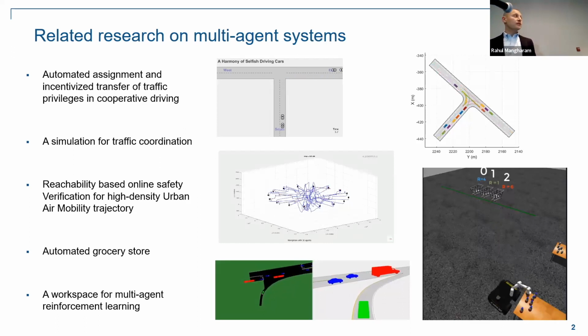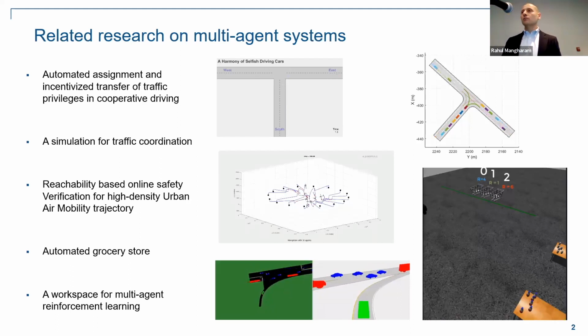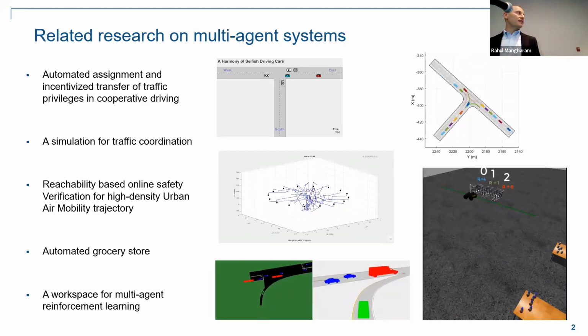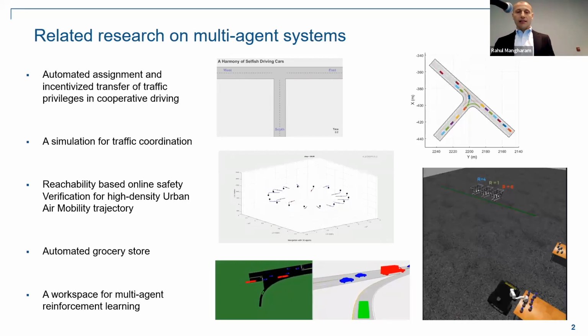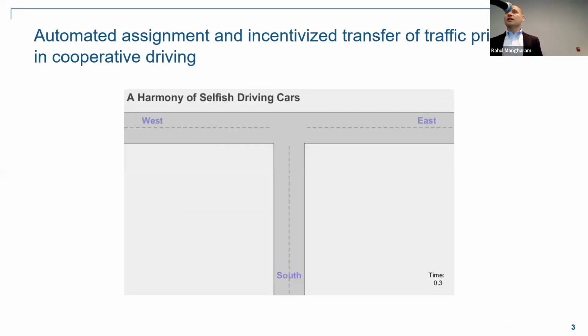And in the last few years, with the help of some very bright students or interns, we worked on some projects related to multi-agent systems. I would love to talk about all of them, but unfortunately, given the limited time, I will focus on one, which I think is the most aligned with this workshop topic. This is going to be about automated assignment and incentivized transfer of traffic privileges in cooperative driving.